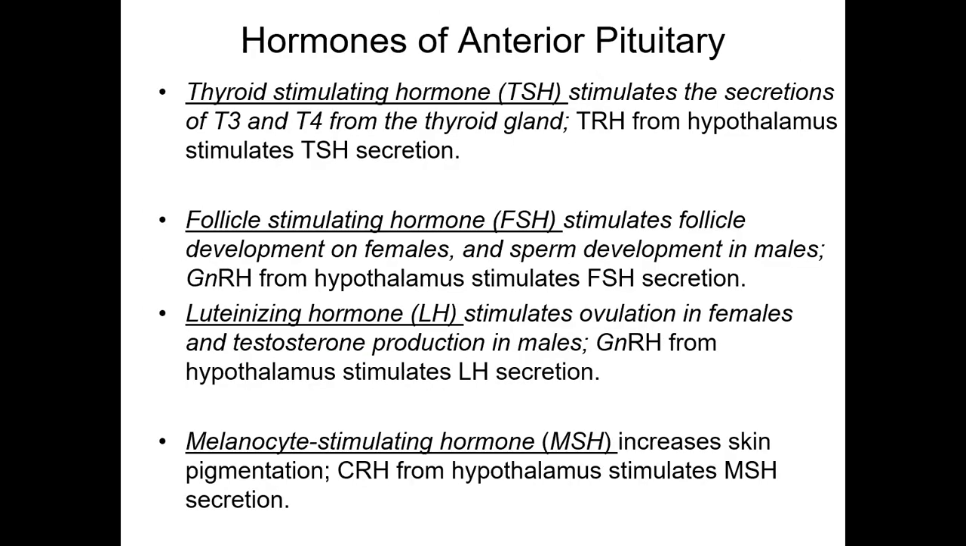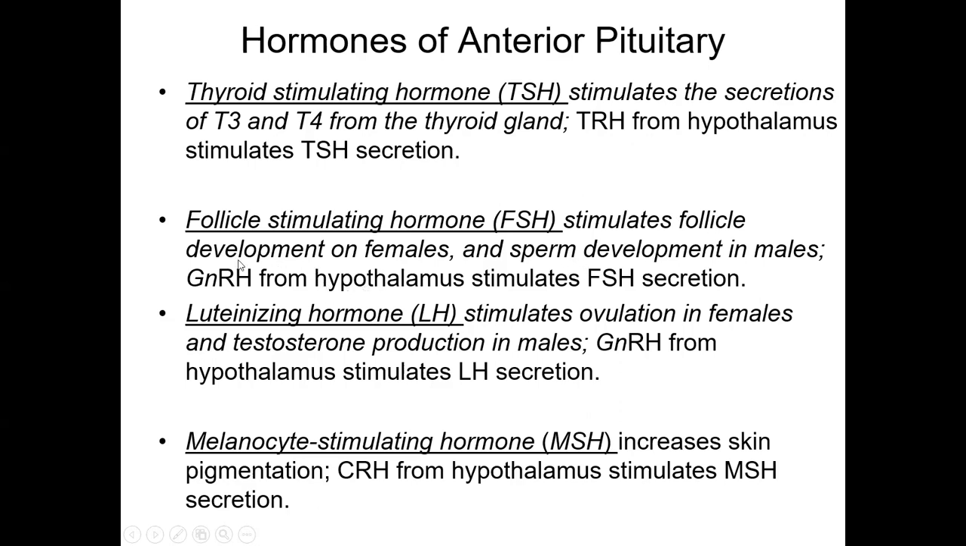Let's go this way. Here are more examples. Thyroid stimulating hormone from the anterior pituitary is released when the anterior pituitary is stimulated by TRH, thyroid releasing hormone. Follicle stimulating hormone and luteinizing hormone have effects on the male and female reproductive systems, whether it's follicle development in the ovary or sperm development in the testes.